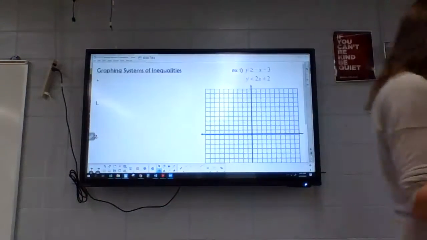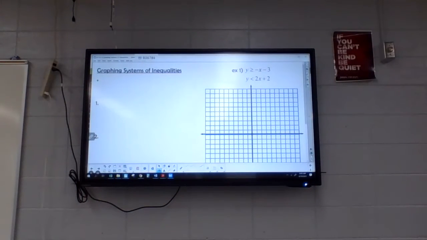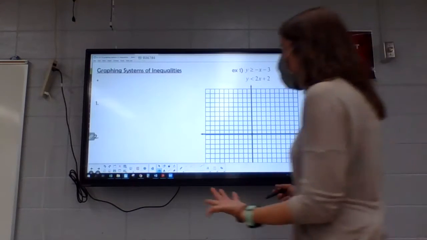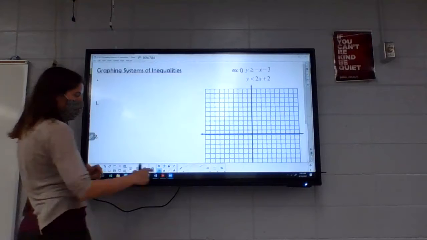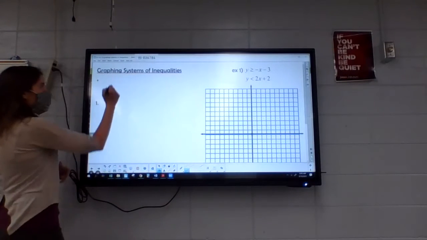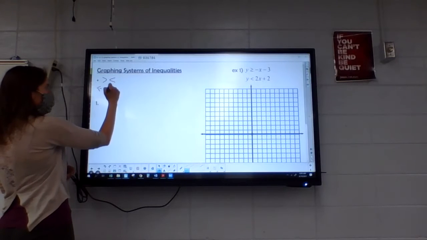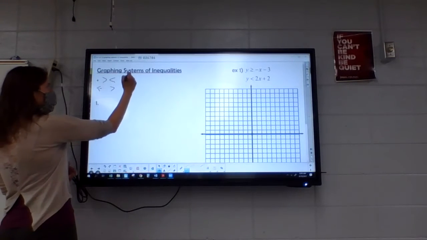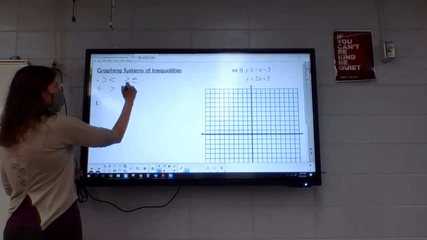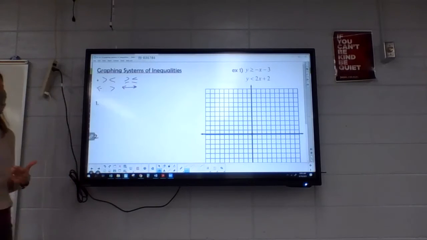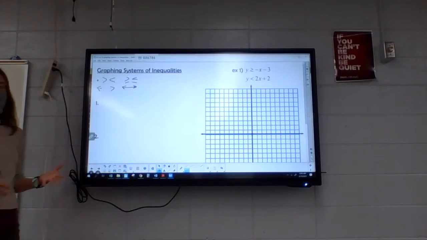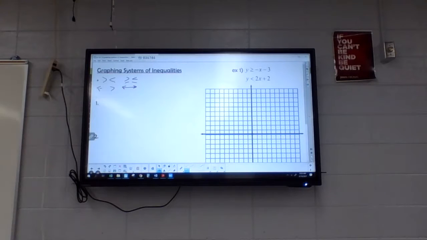Now, when we graph them, we're going to graph kind of each individually, and then once we have them graphed, again, the two colors should come together, and where the colors mix is going to be the solution. So I am going to remind you guys, my little asterisk up here is supposed to remind you of the dotted line or solid line. And then also remembering that if you divide by a negative, you have to flip the inequality.